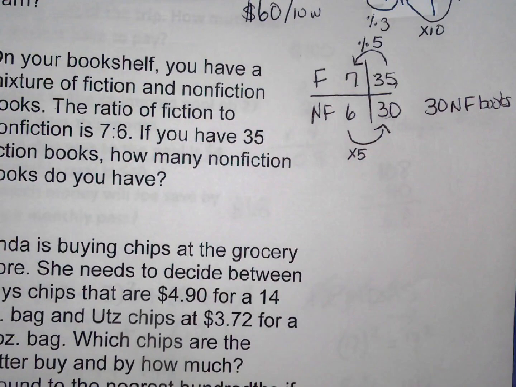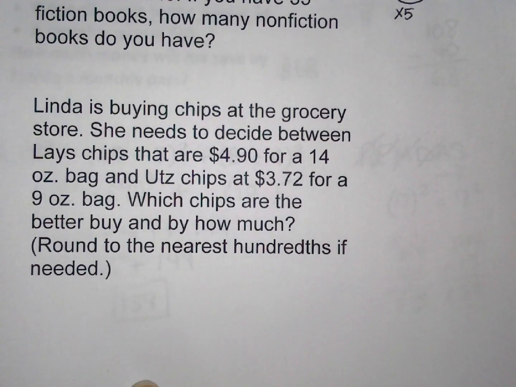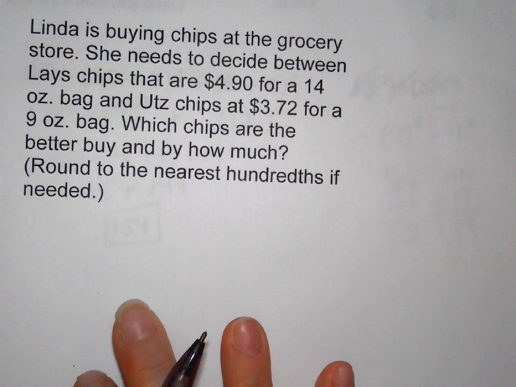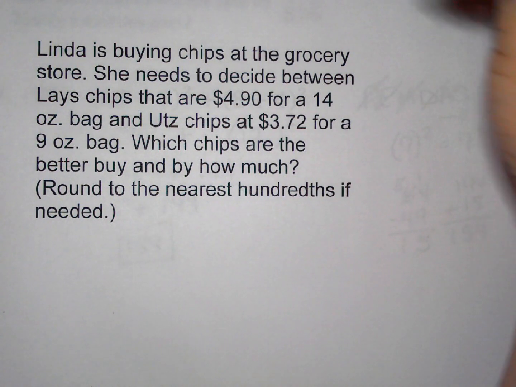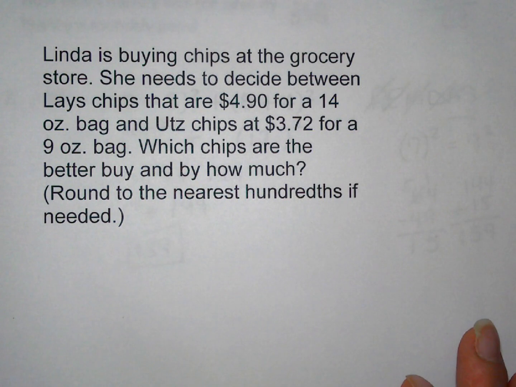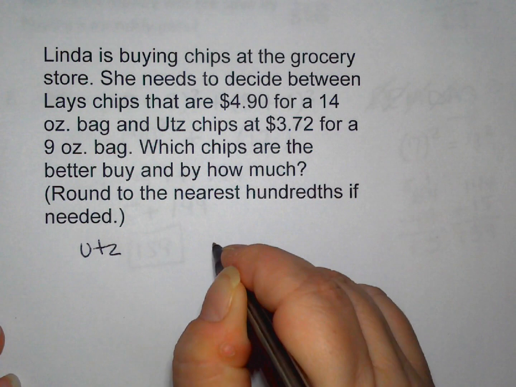Okay. And our last problem, Linda is buying chips at the grocery store. She needs to decide whether Lay's chips that are $4.90 for a 14-ounce bag or Utz chips at $3.72 for a 9-ounce bag. Which chips are the better buy and by how much? Round to the nearest hundredth if needed. Okay, so essentially the first thing I need to do is figure out how much 1 ounce of the chips costs. So I have Utz and I have Lay's.